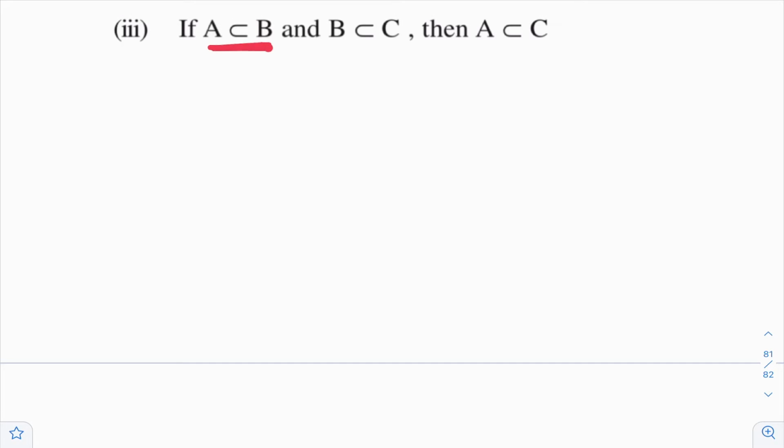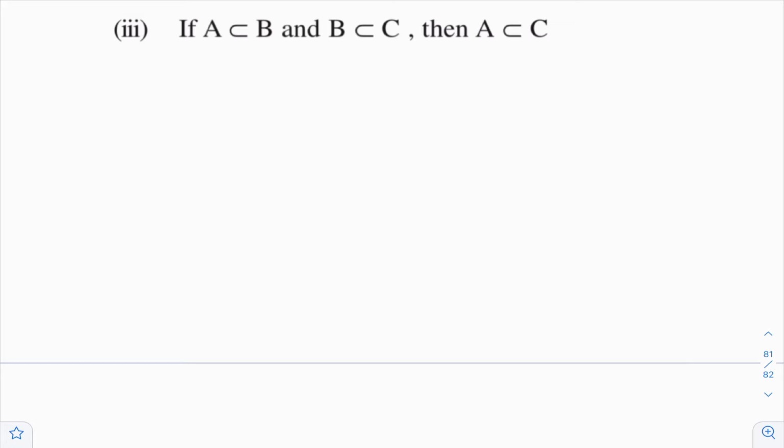You observe this third bit. A is a subset of B, B is a subset of C, then A is a subset of C. Actually, this statement is true. When I say this statement is true, you cannot give an example such that it is false. So in the question they are saying that when the statement is true, you need to prove it. Okay, here I need to prove it.